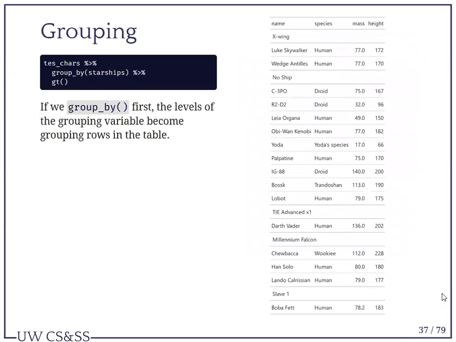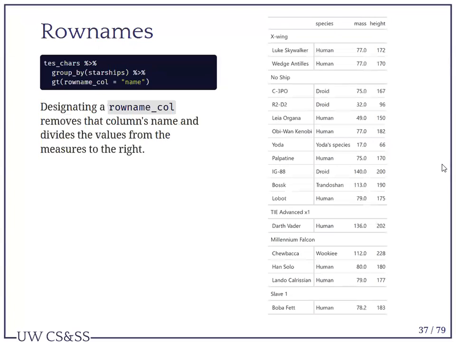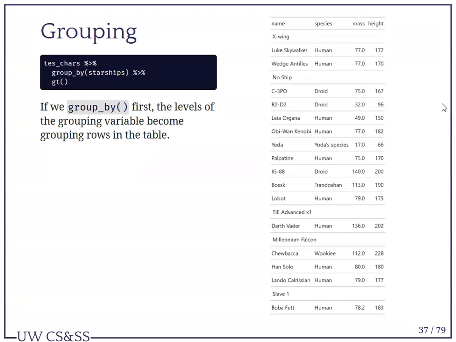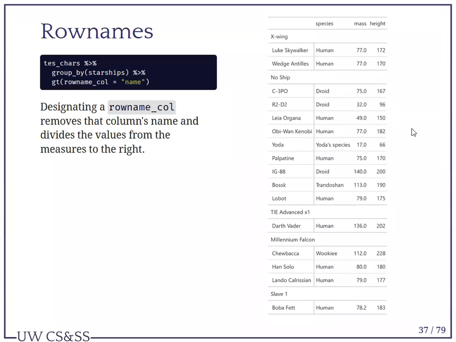For instance, we could just group by our starships and then pipe to the GT, and it will go ahead and create its own line for each of these groups. So the X-Wing starship, the no-ship starships, the TIE fighter, Millennium Falcon, and so on. You can also specify row names, and this will get rid of a column name and divides the values from the measures to the right. So we've gotten rid of name up here because it's very clear to us that Luke Skywalker is a name.